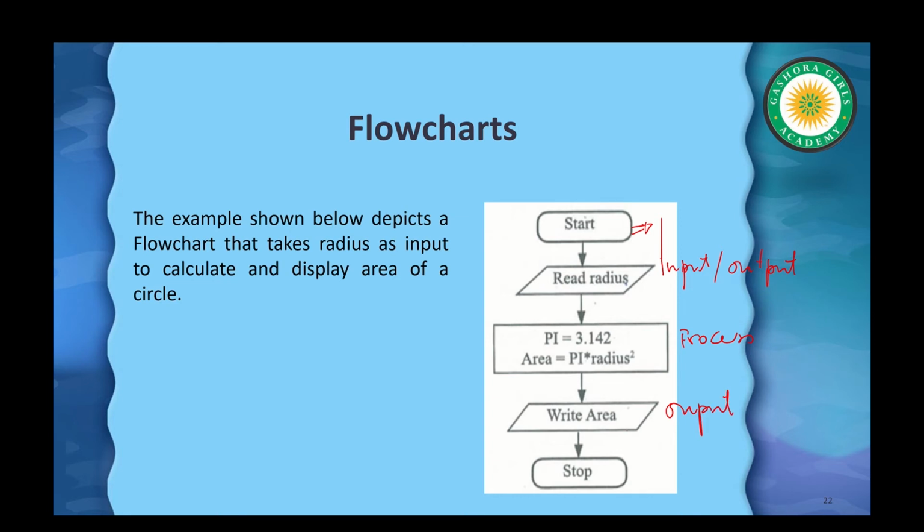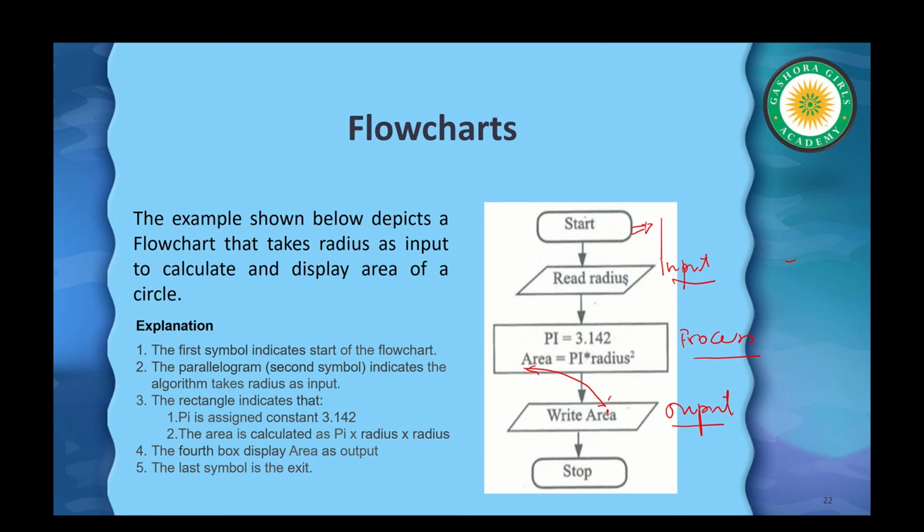This symbol is just to display the area. So at this point, we are going to display the value which is stored in this variable called area. So this is the output, this is the process, and this is the input of the radius. Then when you are done with your algorithm, you stop or end, to show where the flowchart ends. So by explanation, here we have some explanation.